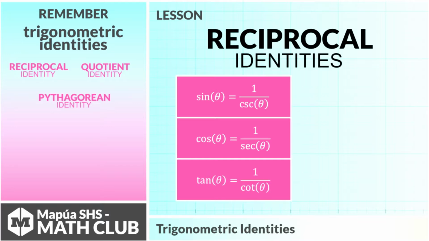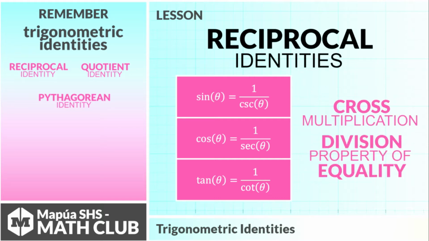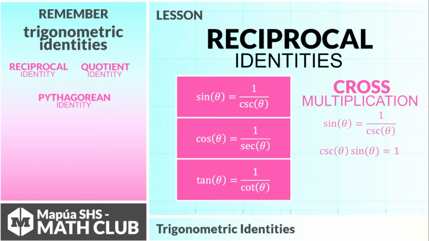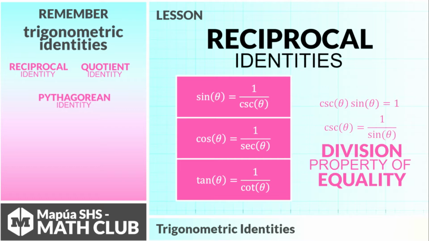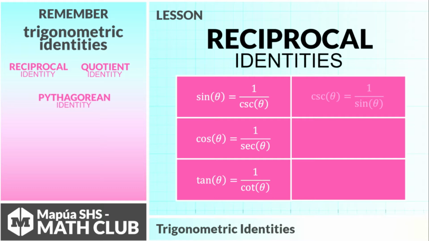Meanwhile, to get the value of cosecant, secant, and cotangent in terms of the other trigonometric functions, we just have to cross-multiply and use the division property of equality. Hence, with those, we'll have cosecant theta is equal to 1 over sine theta. Sec theta is equal to 1 over cosine theta. And cotangent theta is equal to 1 over tangent theta.